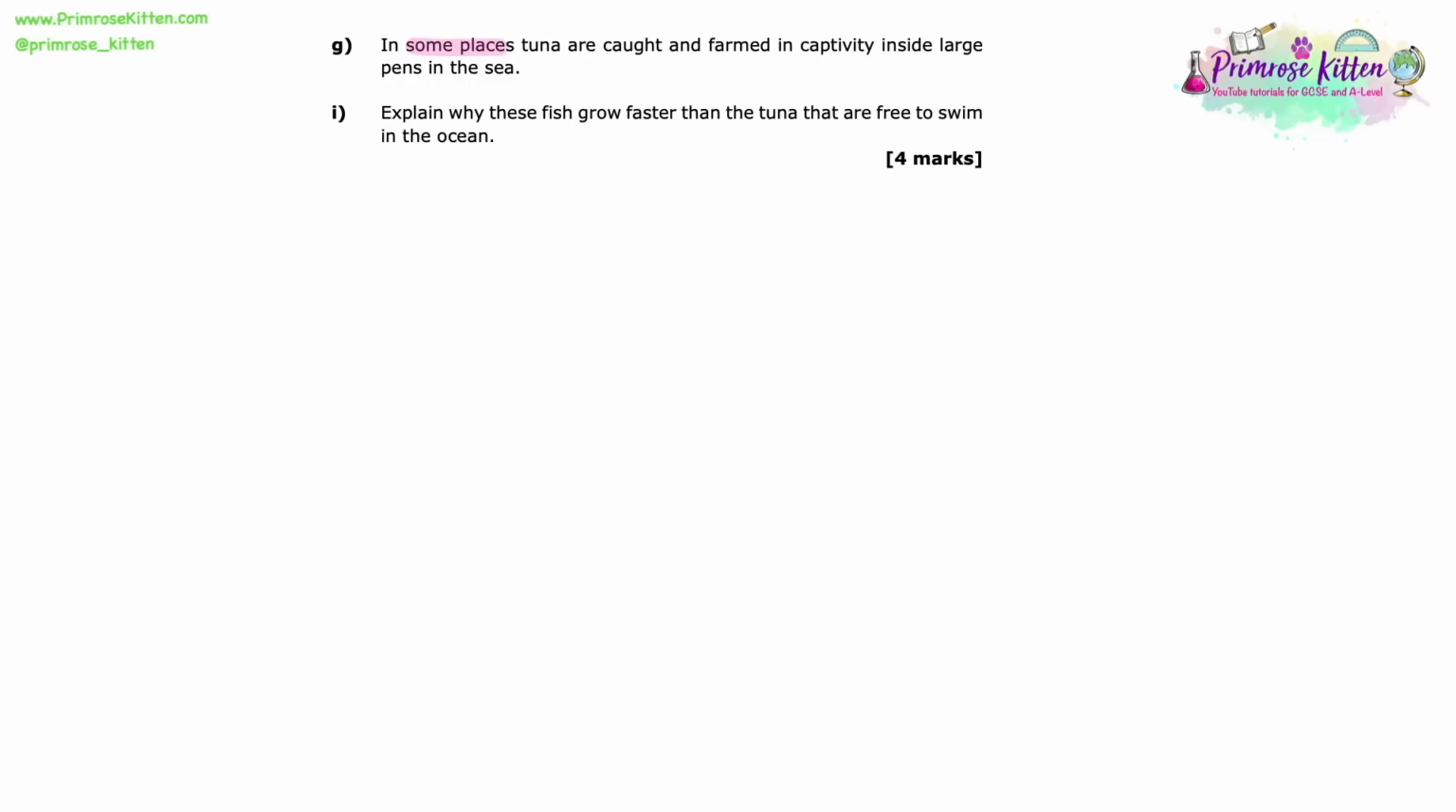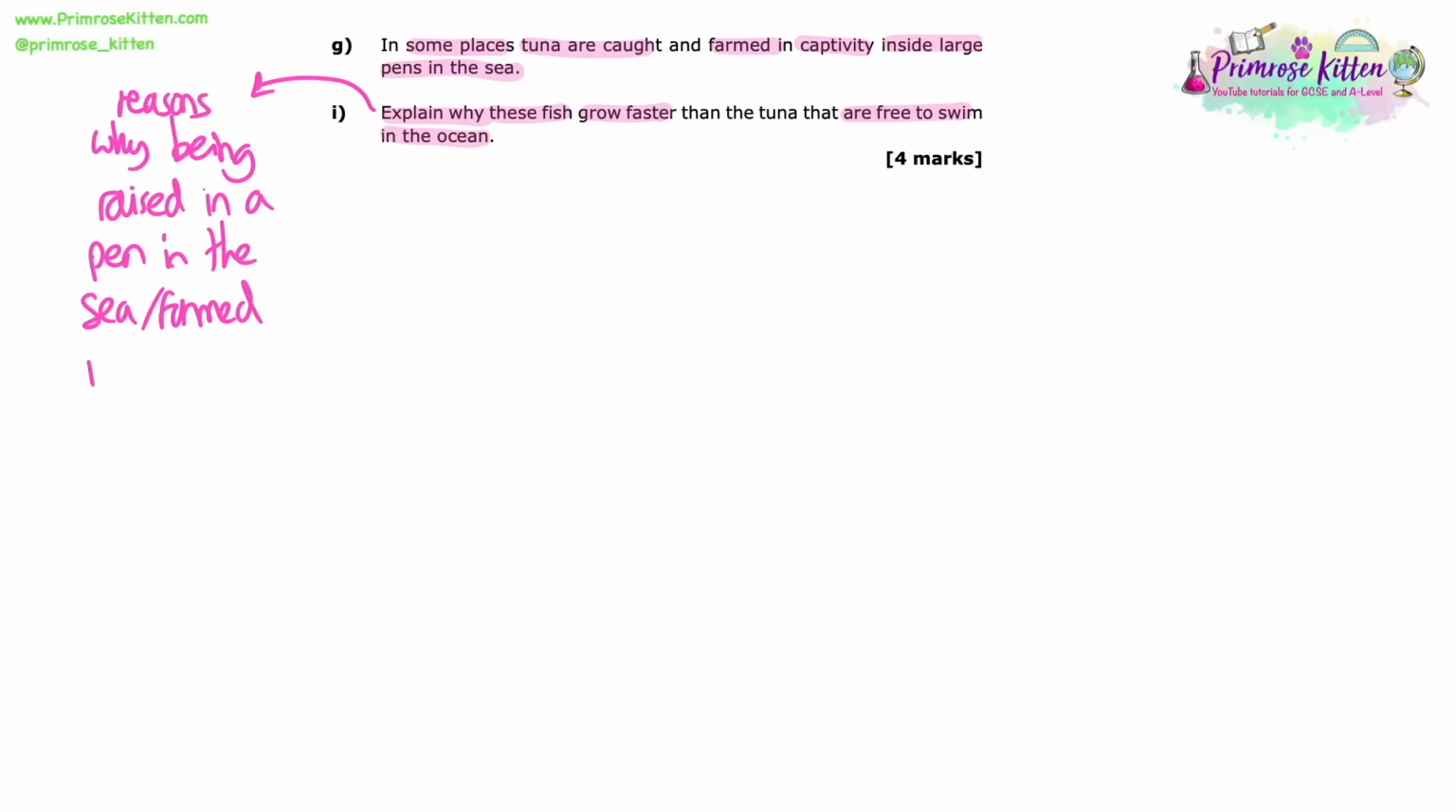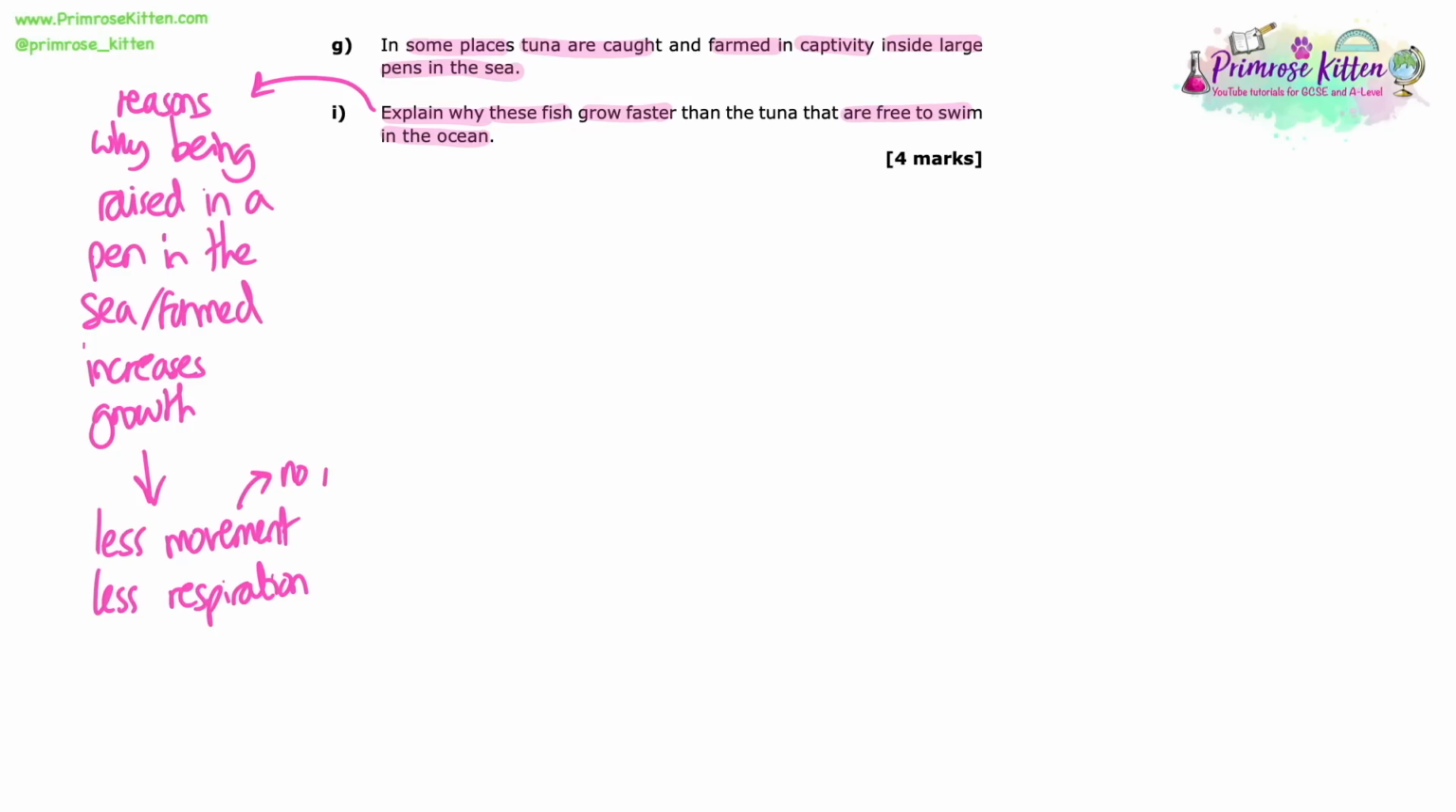In some places, tuna are caught and farmed in captivity inside large pens in the sea. Explain why these fish grow faster than the tuna that are free to swim in the ocean. So it would like reasons why being raised in a pen in the sea, or being farmed, increases growth compared to being in the ocean. So this is a bit referring back to the energy transfers. So this idea that if you control farming in a certain way by preventing the movement of your organisms too much, they're going to need to do less respiration for the energy to move around, or in the case of farming, to maintain their body temperature or things like that.